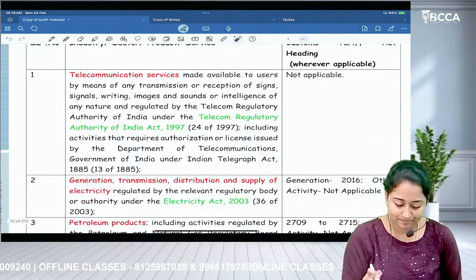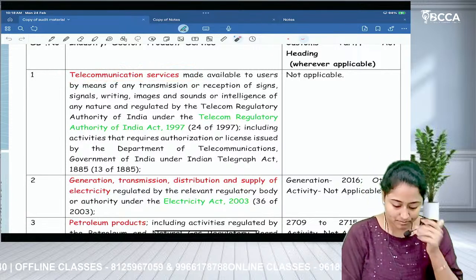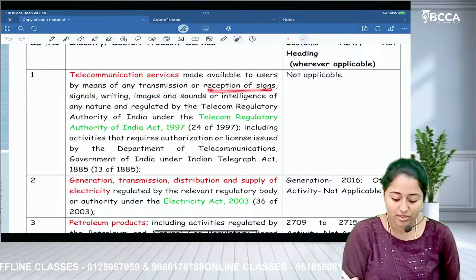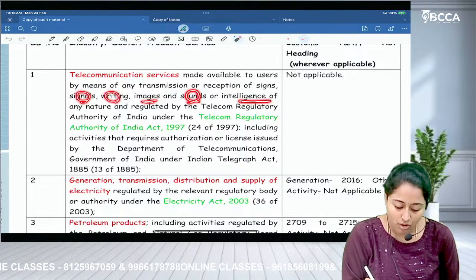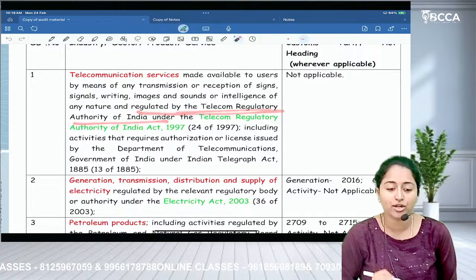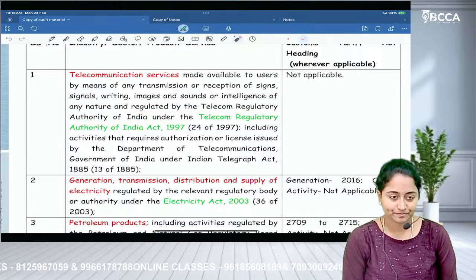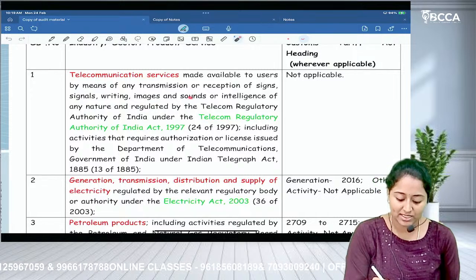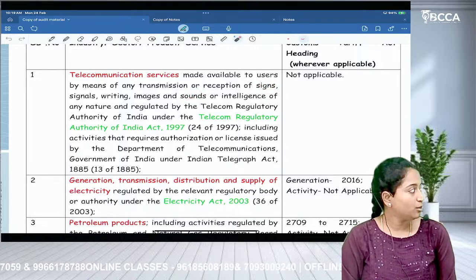Regulated sectors. First is telecommunication services made available to users by means of any transmission or reception of signs, signals, writing, images, sounds, or intelligence of any nature, regulated by the Telecom Regulatory Authority of India. Now, whatever the form is, it could be a text, a picture, a sound, a sign, or a call, whatever it is.